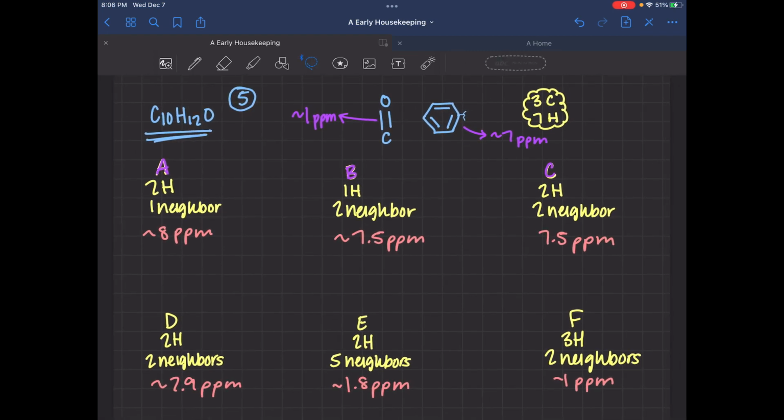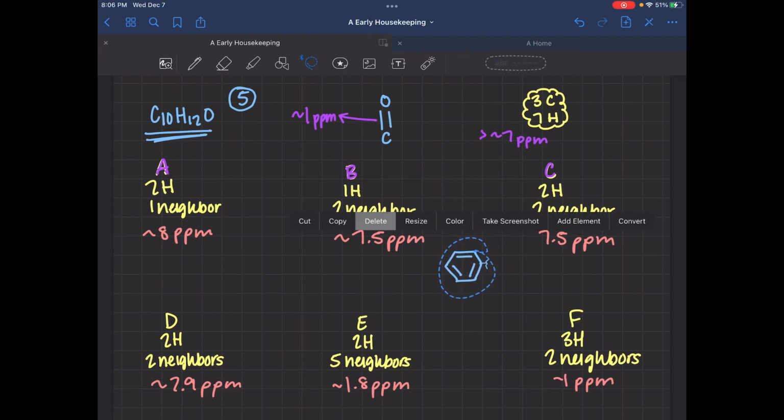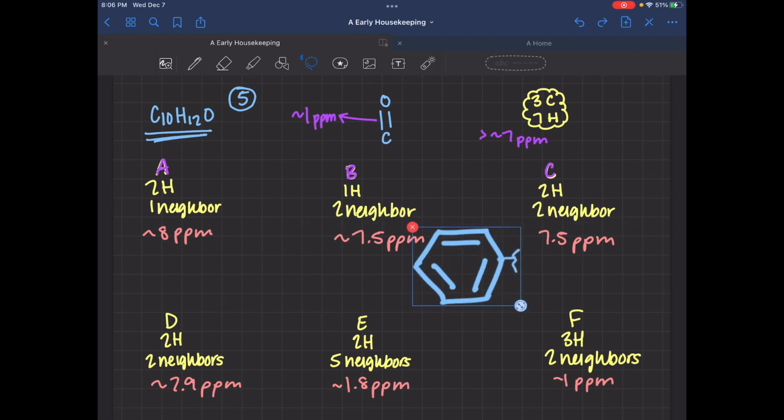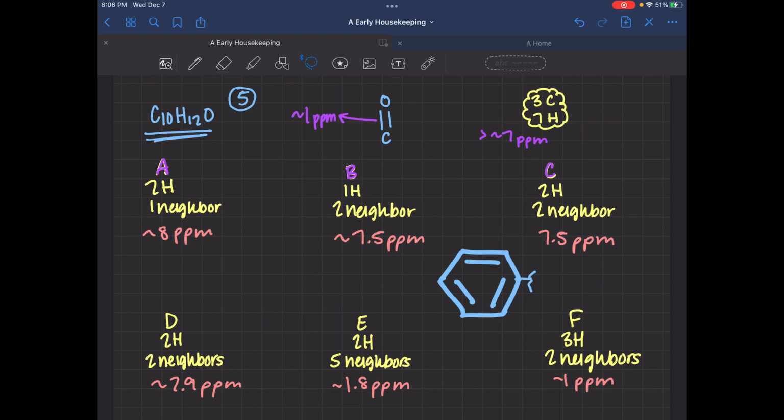So let's look at this ring real quick. I'll bring it down here and make it a little bit bigger. Nope, that was not making it bigger. Bear with me, I'm dumb. Okay, so let's look at A, B, and C, because these are obviously going to be closely associated with this ring.